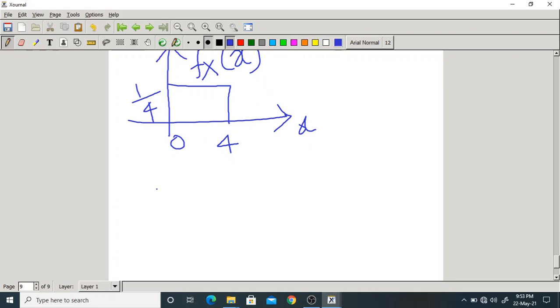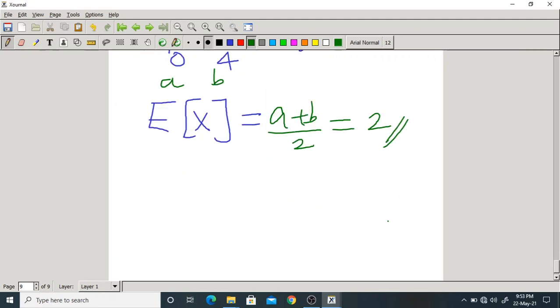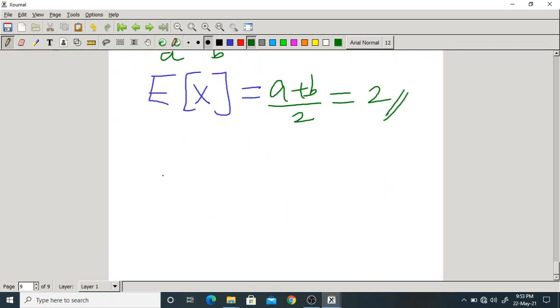Let us see what will happen now. What is the mean of this random variable x? What is the formula? Let this be A and this be B. The mean is A plus B by 2, that is 0 plus 4 by 2, which is 2. Now, suppose let us calculate this quantity: the probability that x is greater than or equal to 2. Using which inequality? Markov.